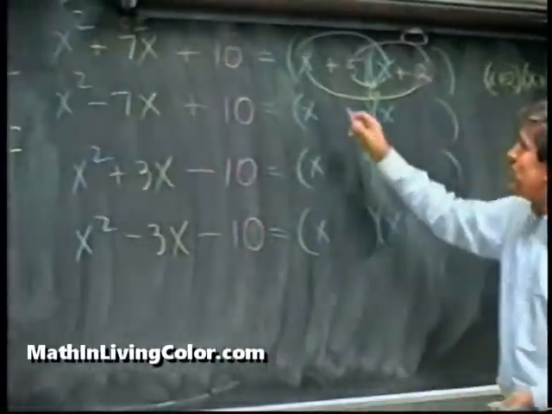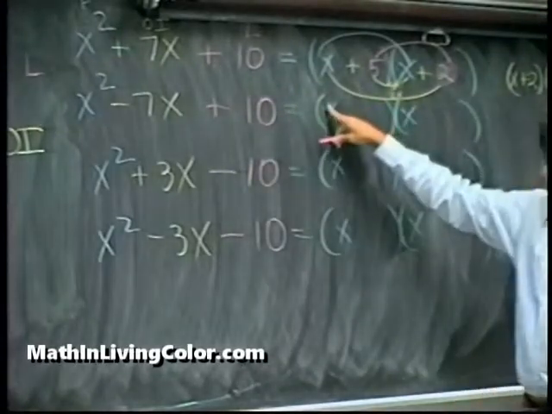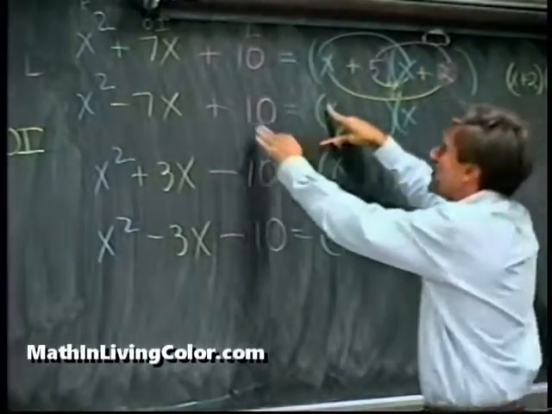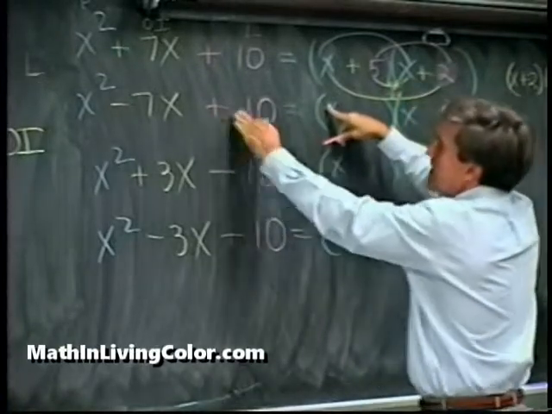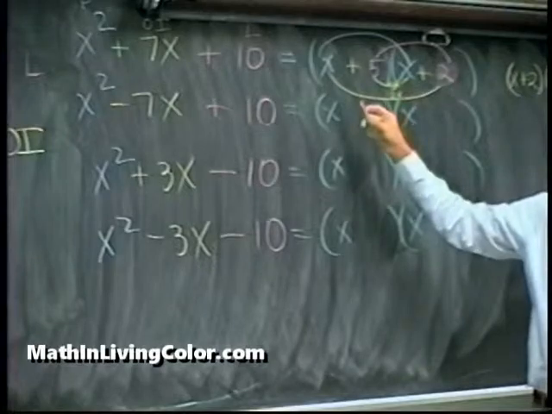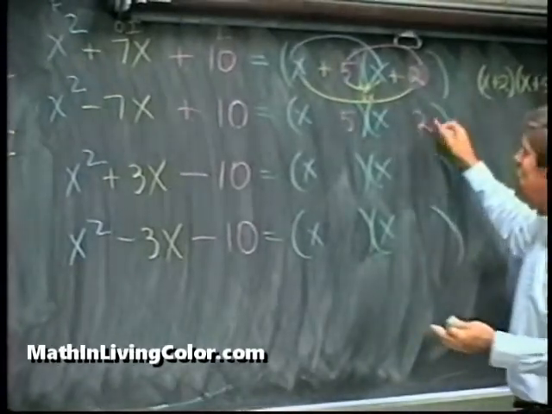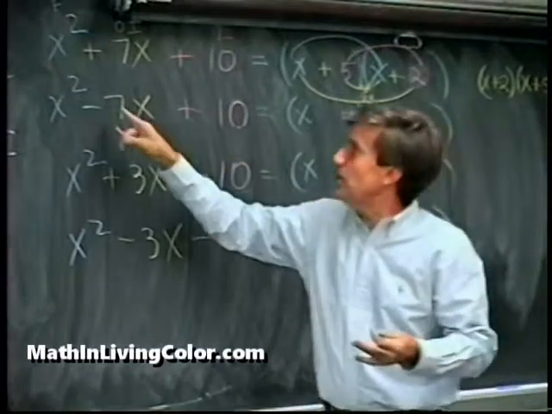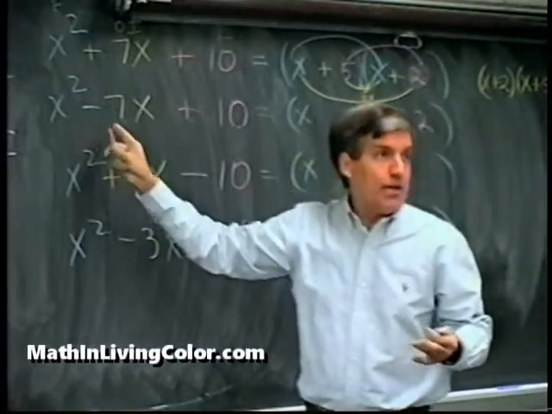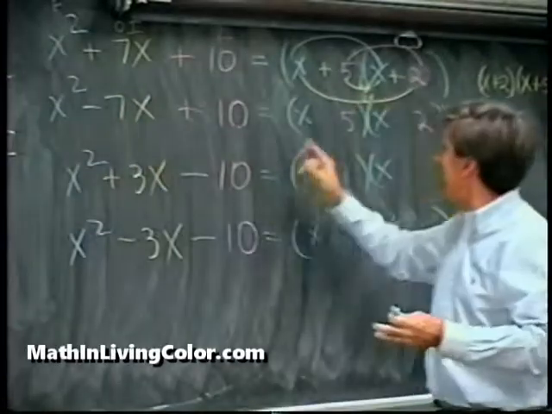What I need to do here is have first times first is x squared, that checks. Now to get the last times last equaling 10, I want the last times last to equal 10. What would that be? Again, 5 and 2. But what's the difference here? 5 and 2, we need to make it add up to a -7. You see what I mean? We've got to make it add up to a -7.